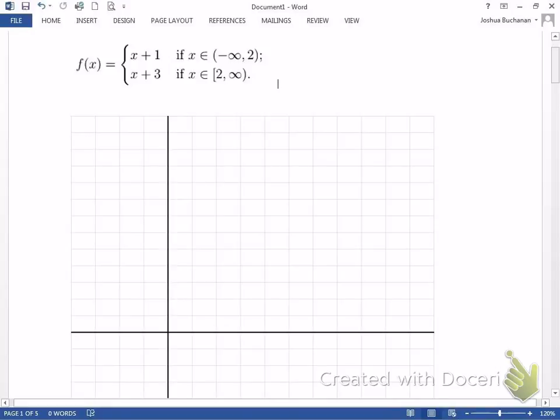So the first thing that I like to do is I like to take each function rule or each piece, and based on each piece I create a T-chart to help me with plotting some points. So in blue we're going to have x plus 1, and in green we're going to have x plus 3.